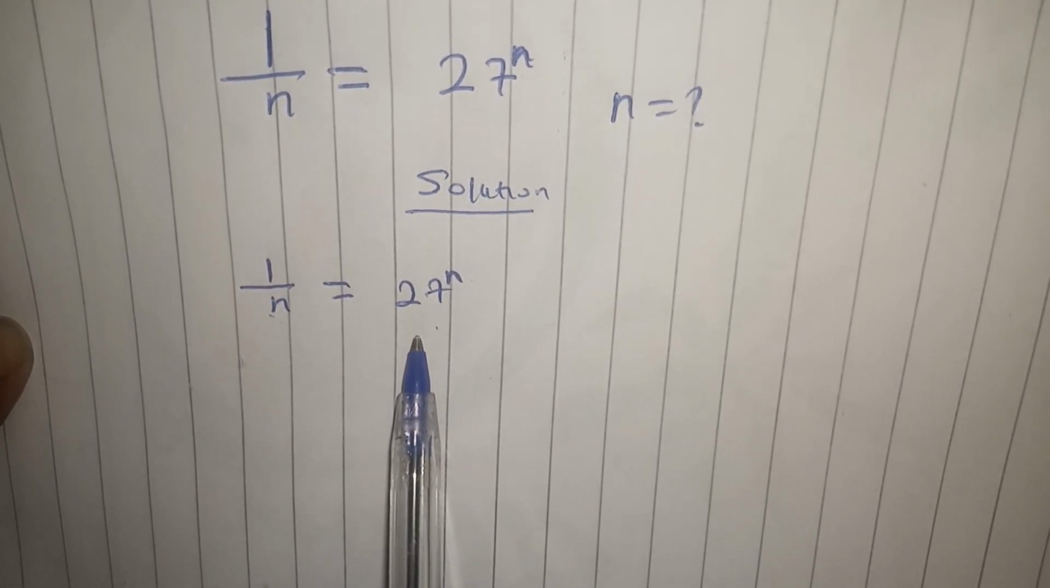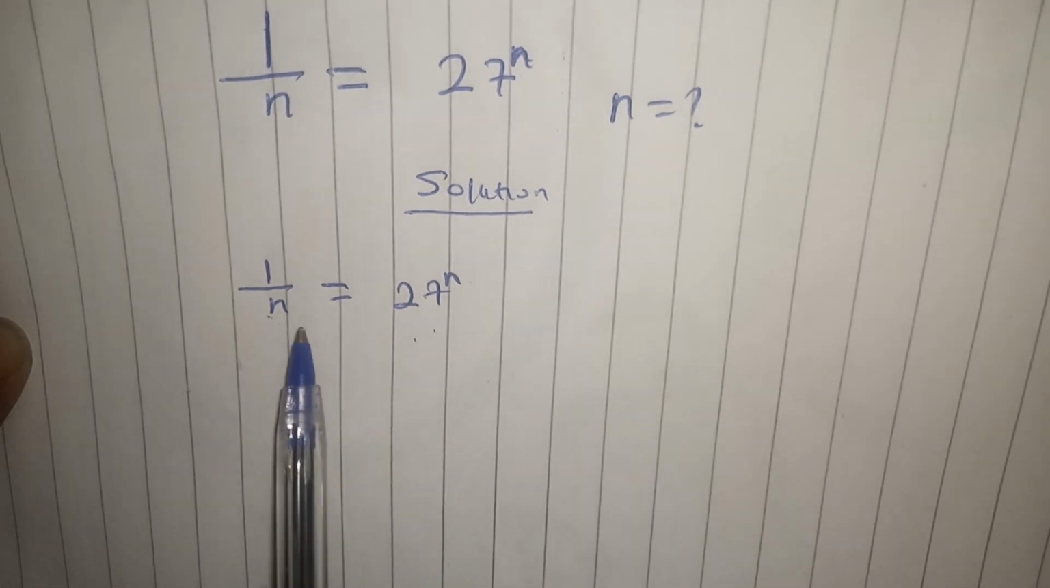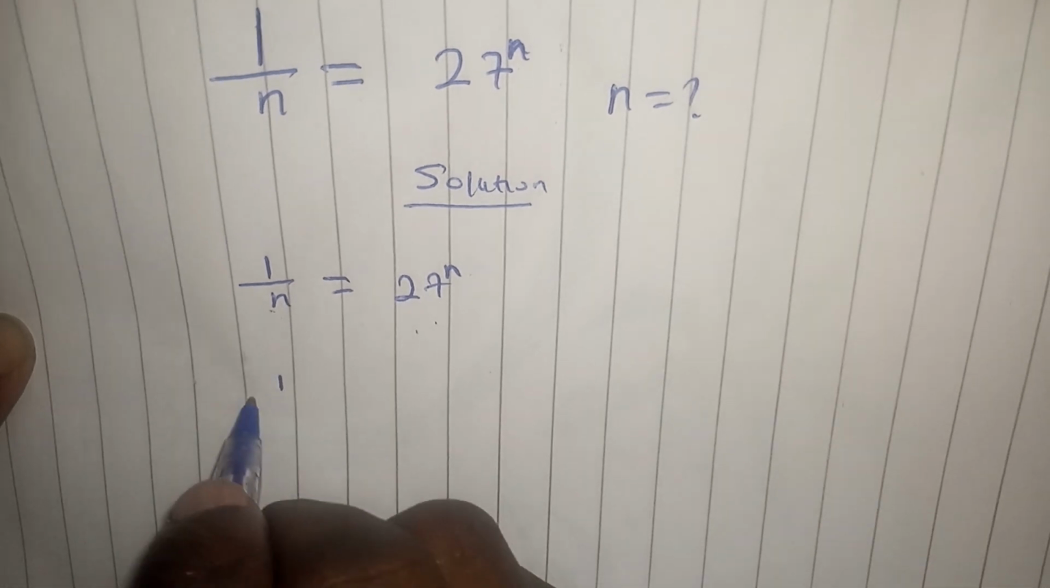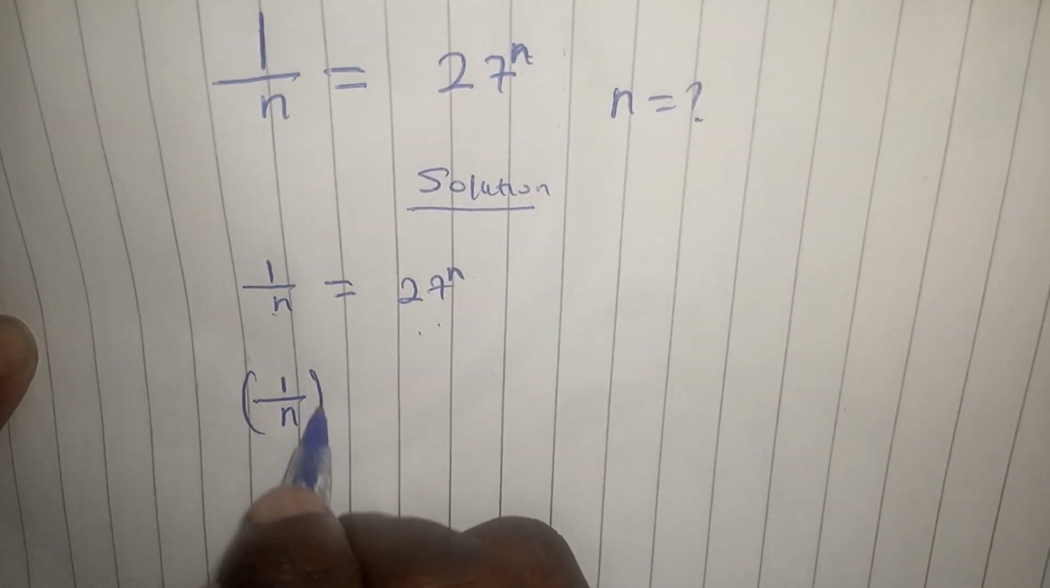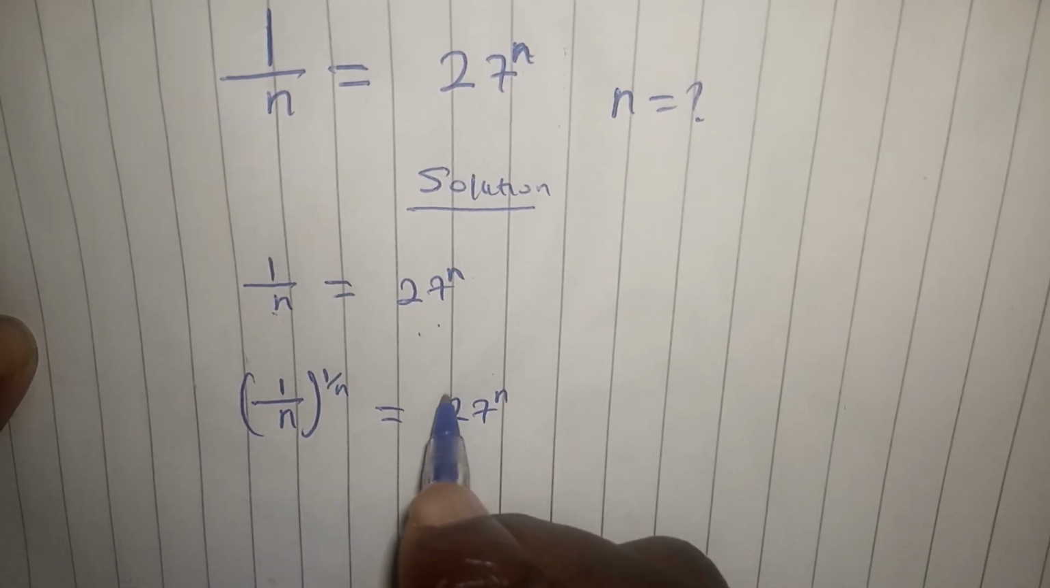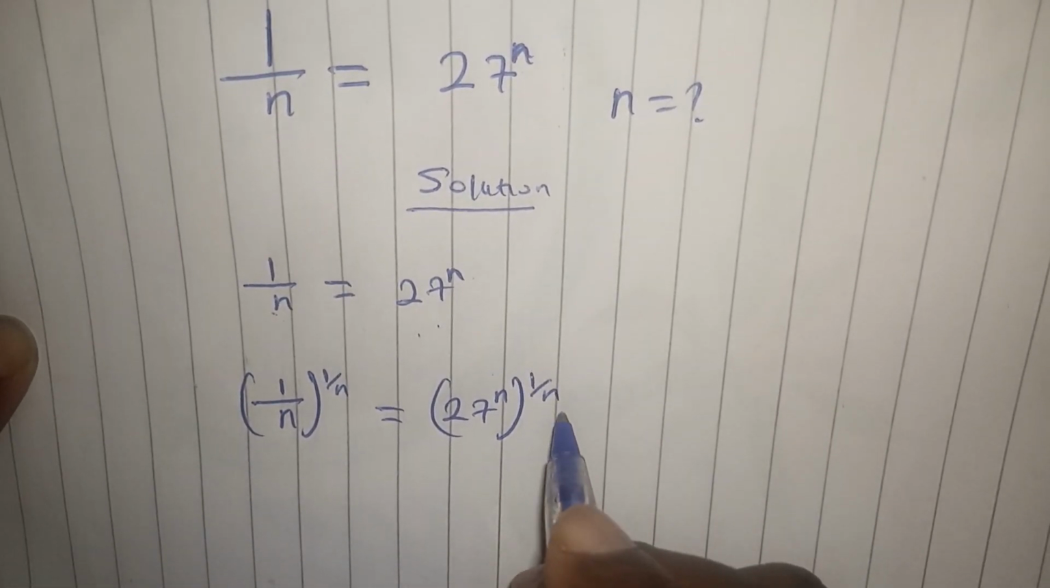If I want to resolve this right hand side, I'm going to raise both sides to the power of 1 over n. So I'll say (1 over n) to the power of 1 over n equals (27 to the power of n) to the power of 1 over n.